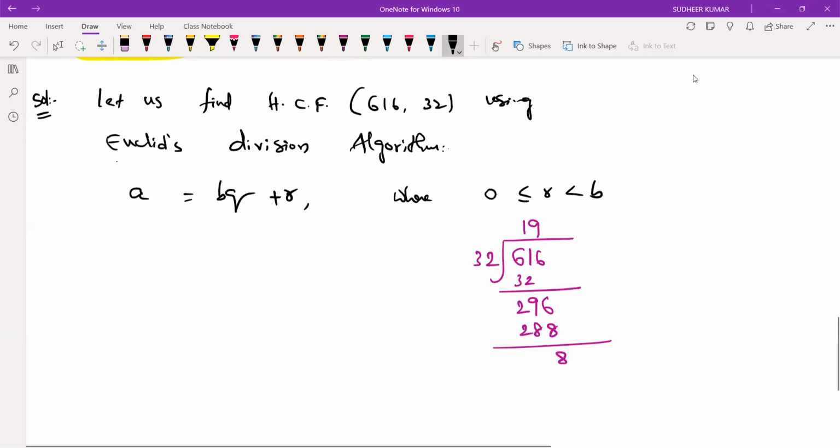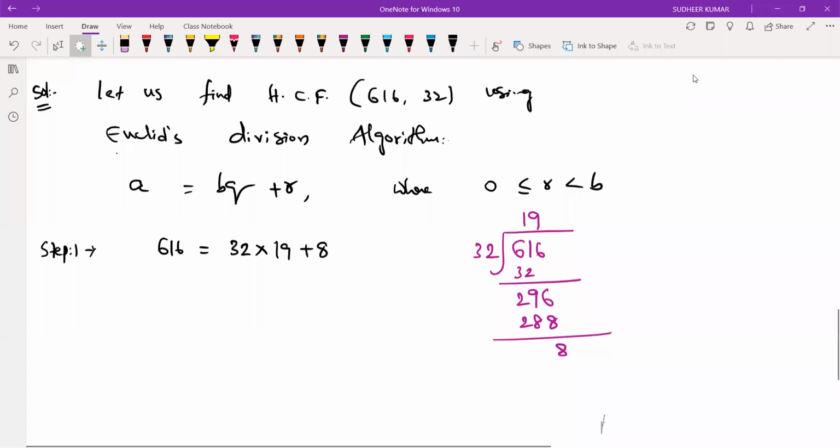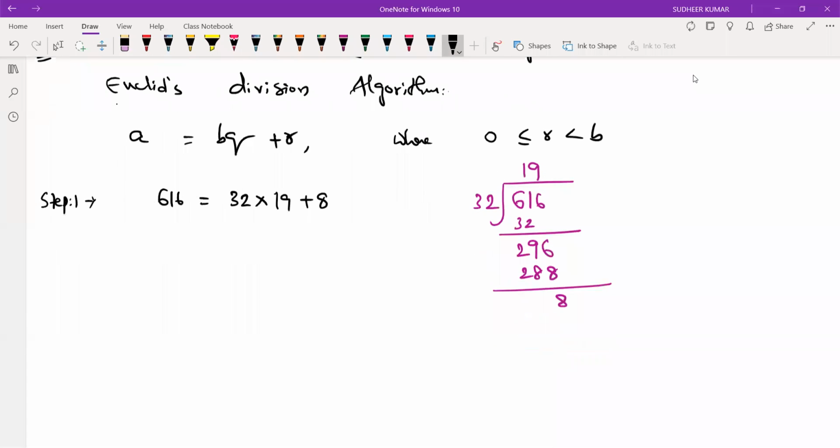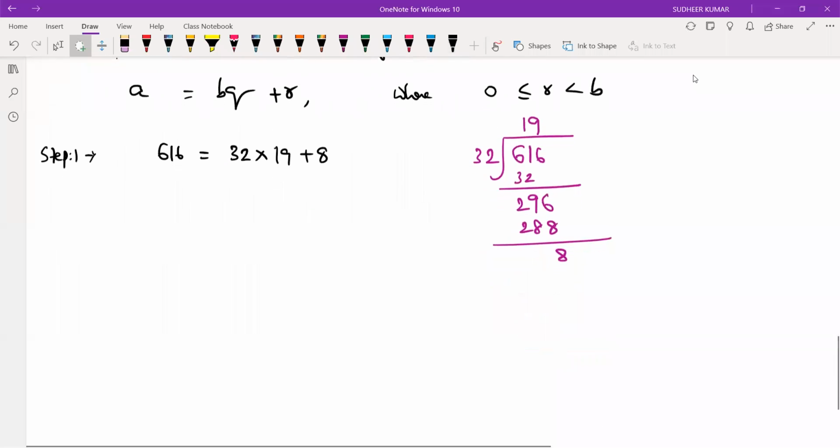Now write the first step. Step 1 is 616 equal to 32 into 19 plus 8. That's it. So 32 equal to 8. Then go to the next one. What we have to do in the next step? Divisor, take 8 as divisor, and the remainder, take it as divisor. 32 by 8, 4. 8 4s are 32. The remainder is 0.